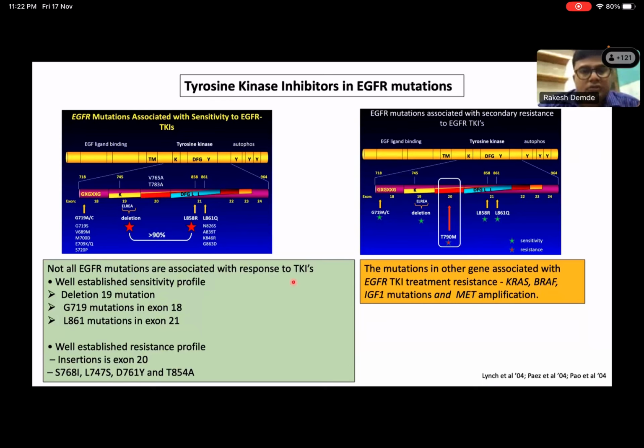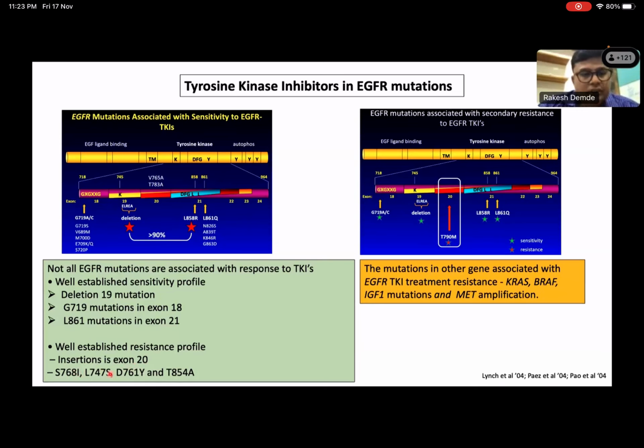So in EGFR mutation, we don't just have to tell that this is an EGFR mutation. We have to tell specifically which exon, which codon, or which type of mutation is affected in EGFR. Because apart from T790M, there are other mutations resistant to tyrosine kinase inhibitors also. One, we have already discussed, is T790M. There can also be an insertion type of mutation occurring in exon 20.